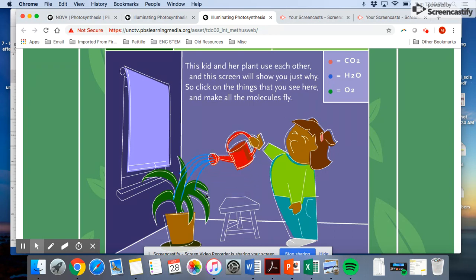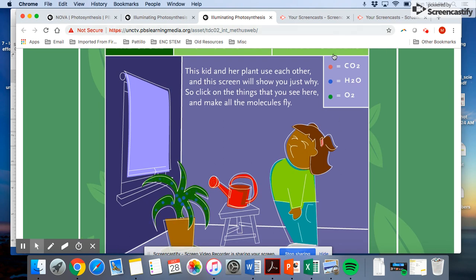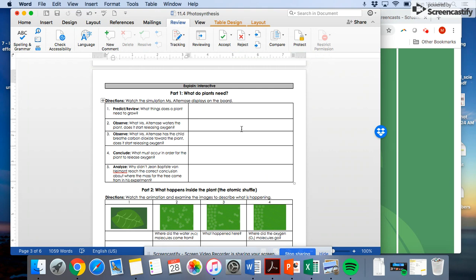So I'm going to go ahead and water the plant. And I want you to observe what the plant is releasing. So look at this key up here and decide what you think the plant is releasing. You can go ahead and jot your ideas down here. Pause the video until everyone in your group is done.